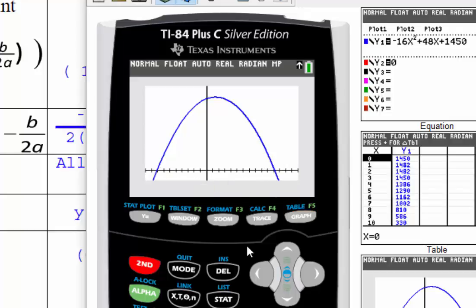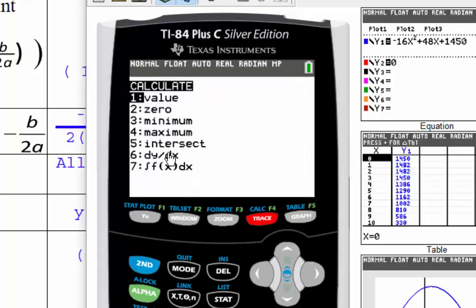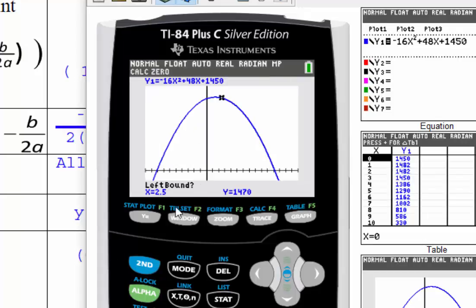If I press second on my calculator and then I press trace, because above trace it says calc, you see where it says zeros, number 2? So I press number 2. Essentially, we want to find when y equals 0, what are the values for x?